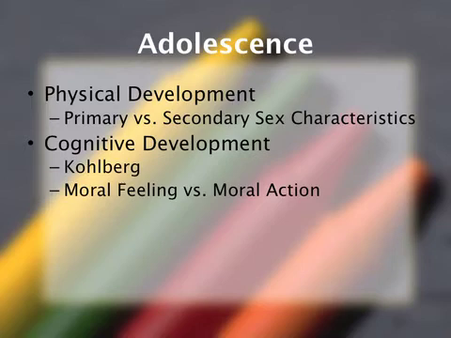Okay, so a new theorist to implement here under cognitive development is Lawrence Kohlberg. He proposed that in addition to our cognitive development, like Piaget was talking about, our moral thought progresses through stages. And so he divides his stages into three basic levels: pre-conventional, conventional, and post-conventional.